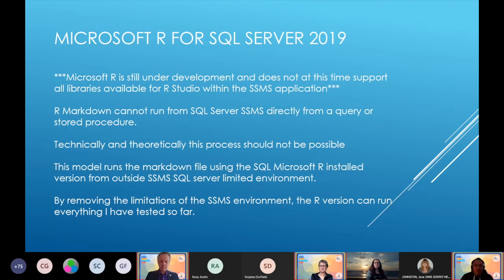There are some challenges involved. Microsoft R is still very, very new. Some things aren't supported at the moment, but I think they're rapidly trying to get that sorted. This process technically shouldn't actually be able to happen, so I've had to create a workaround. Three weeks ago, when I was building this, everything came to a grinding halt at the SQL part of the project when I got a massive error message. Reading into the detail, R Markdown cannot actually run within the SSMS environment, if you know SQL. So how on earth do we get around that?